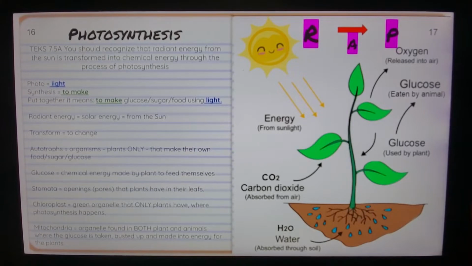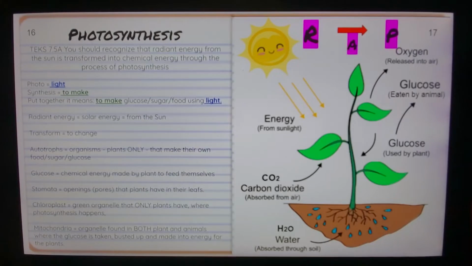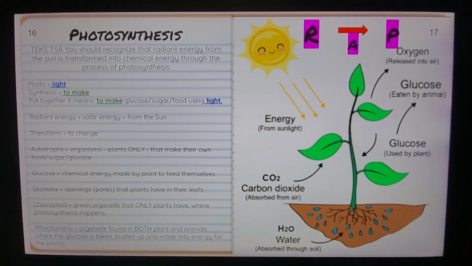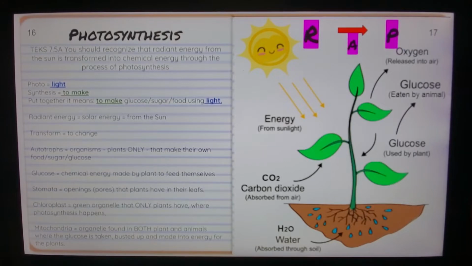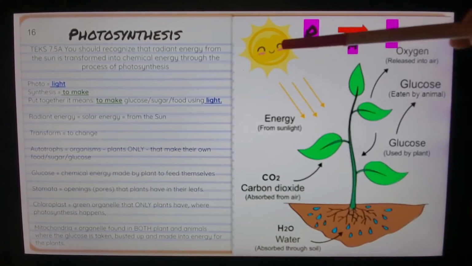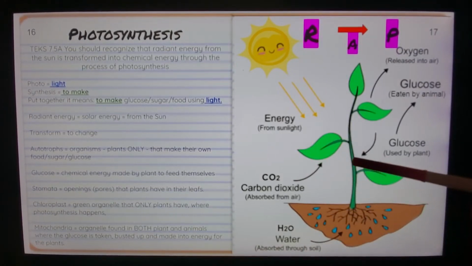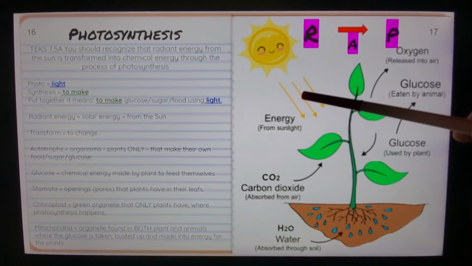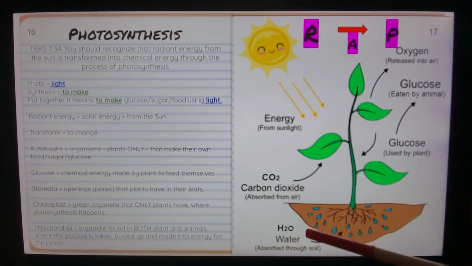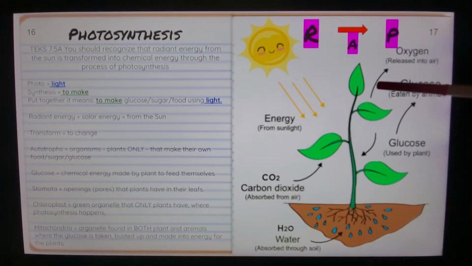To remind you, on page 16, we had these vocabulary words that you need to know as we progress through these notes. And on page 17, we had this image, and I want you to notice that I've added some items to this. Before, we only had the things that were going into the process of photosynthesis. That was solar energy, carbon dioxide, and water. This is what your final image should look like. You need to add the oxygen that is released.